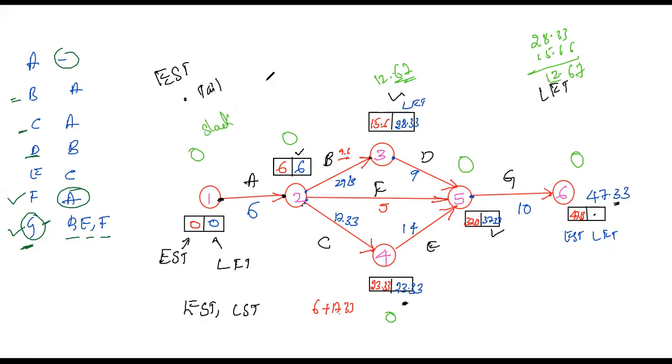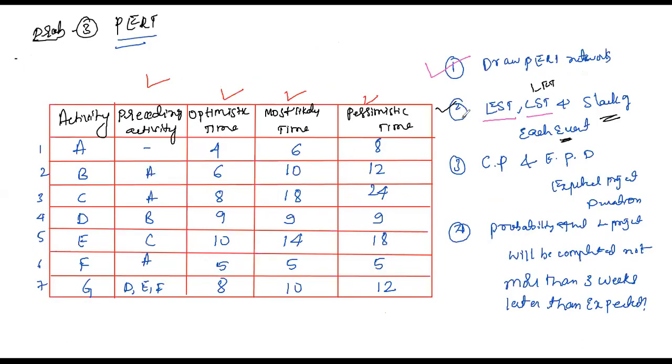Slack is nothing but the difference of EST and LFT. Where there is no difference, you will get the slack value 0, 0, 0, 0, 0 only. This value is 12.66. So now we have calculated all these things, and we need to find out the critical path.